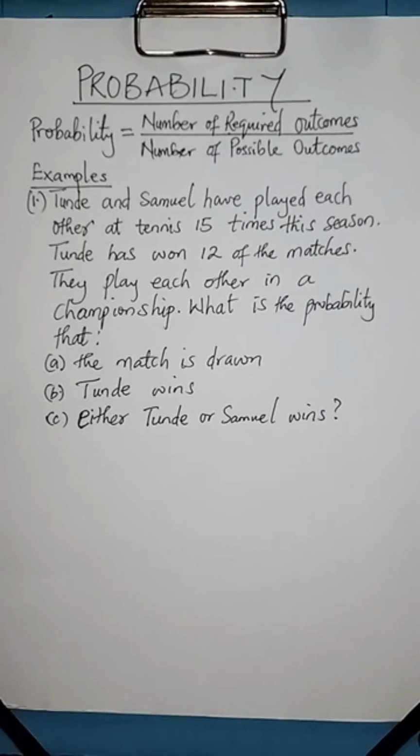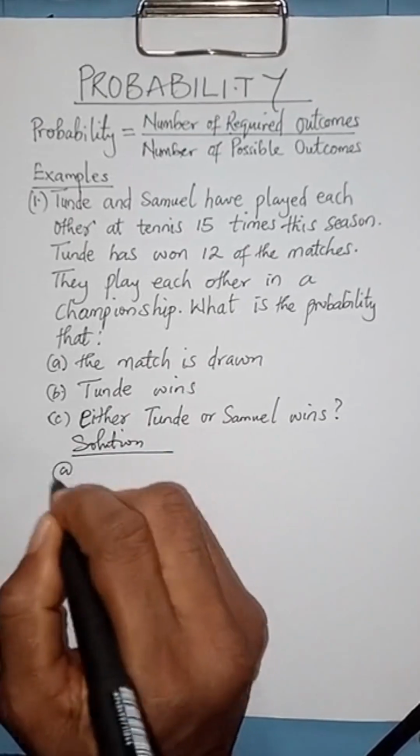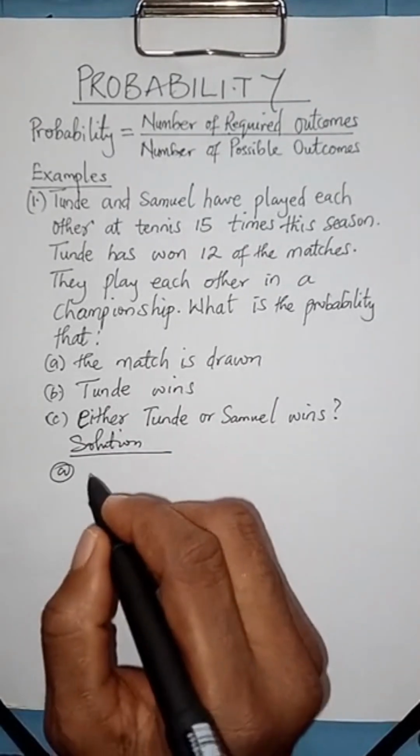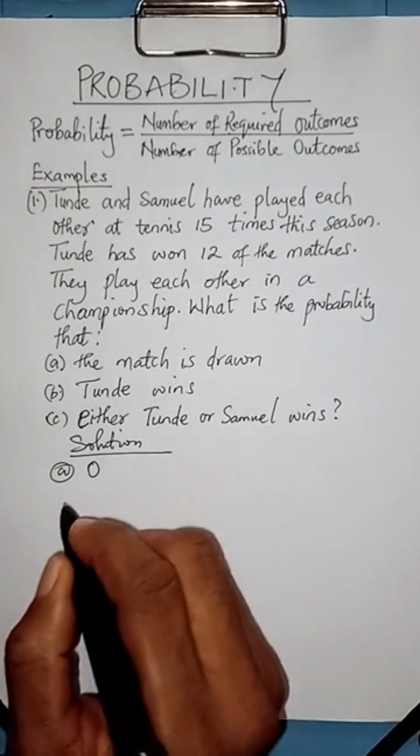Well, in this question, this is the solution. The A part of the question, the probability that it's drawn, is 0. Why 0? Because in the 15 times they played, it's either they have won or they have lost. There has never been any draw. So the probability that they will draw is 0, based on this question. Now let's move to the B part of the question.